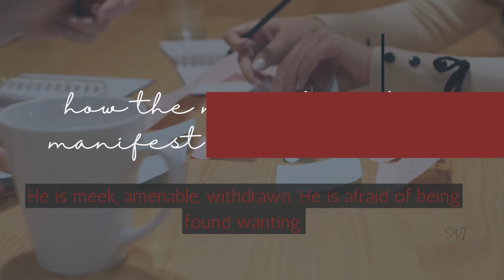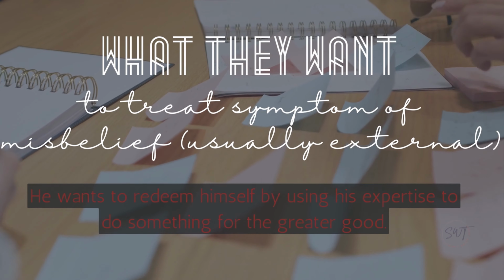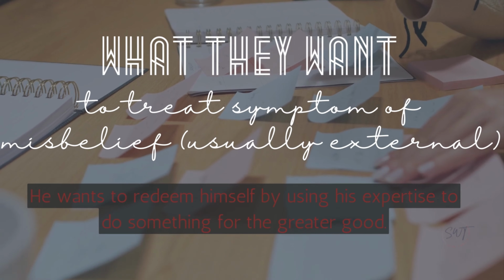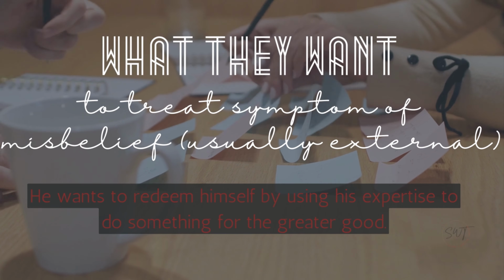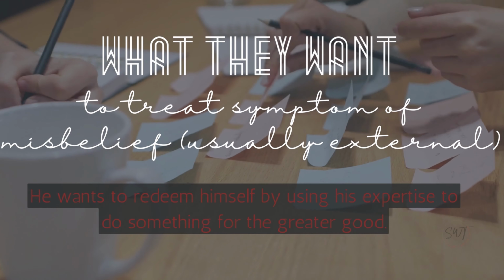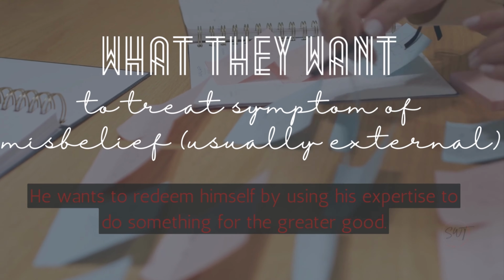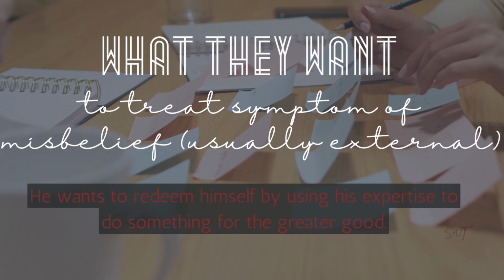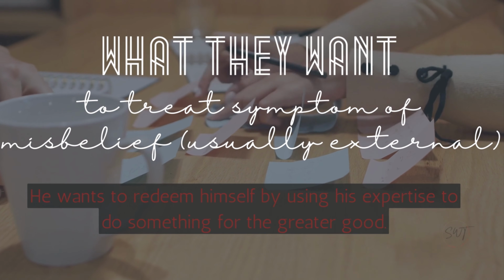The next thing that you need to determine your character arc is what the character wants, and specifically what they want to treat the symptoms of that misbelief. And this want that your character has is usually external. So in the case of my character, he ultimately wants to redeem himself because he wants to be forgiven for his past. And how he believes that he can redeem himself is by using his expertise to do something for the greater good.